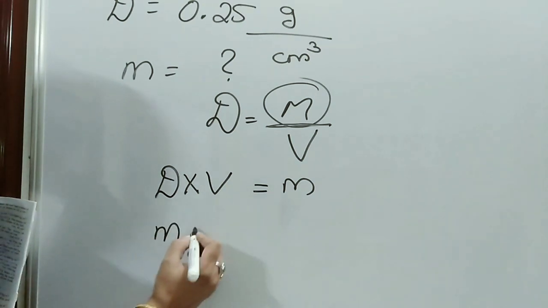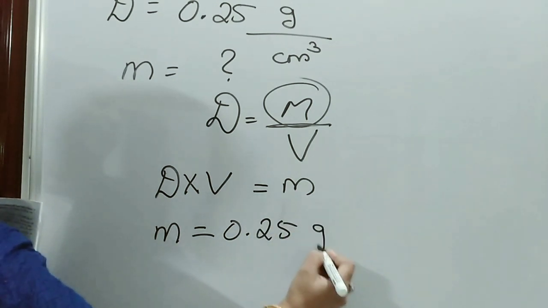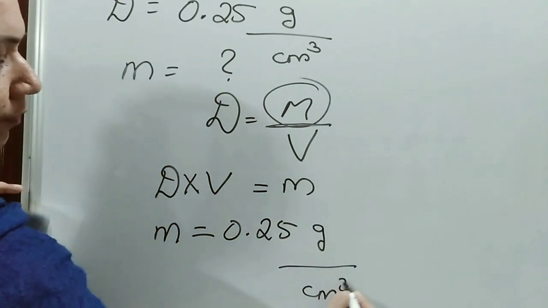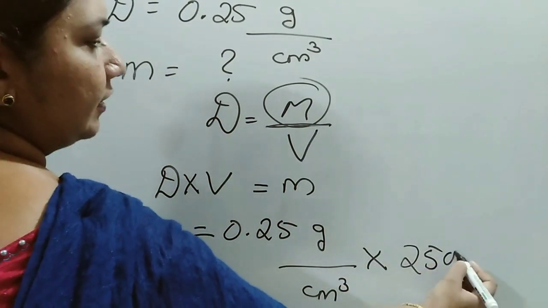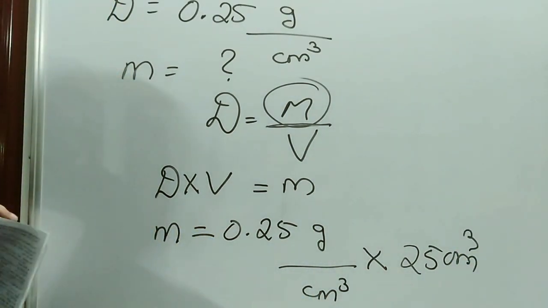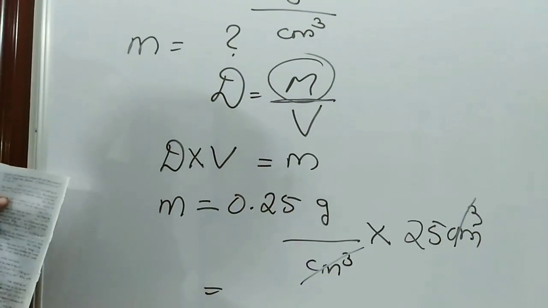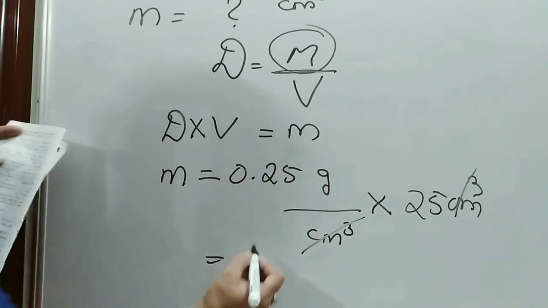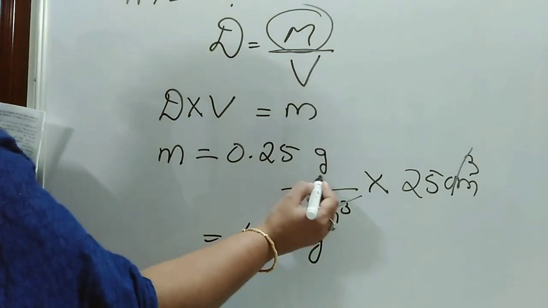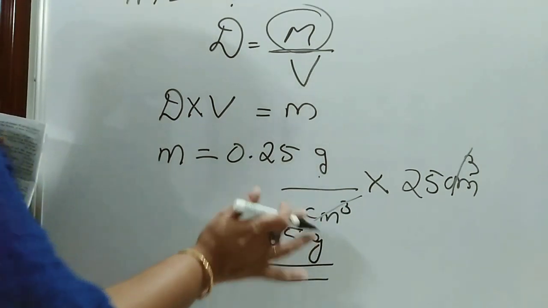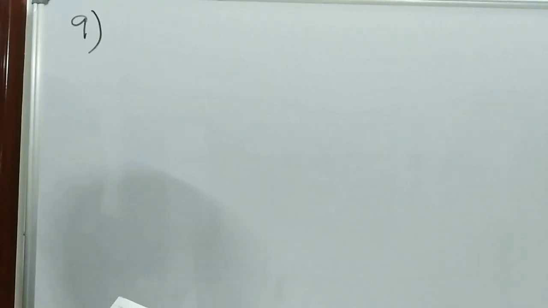So now we can substitute: mass is equal to density, 0.25 gram per centimeter cube, multiplied by volume, 25 centimeter cube. Now we can cancel centimeter cube. So 0.25 into 25, you will get the answer 6.25 gram. The remaining unit is gram. So you will get the answer 6.25 gram.